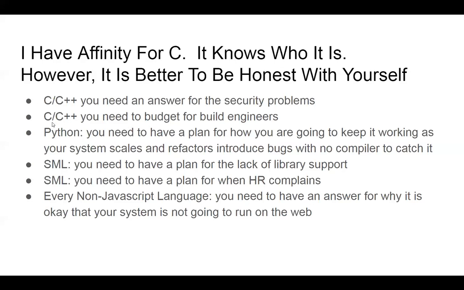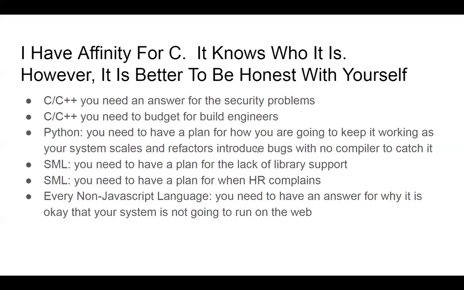But I just feel like it's better to know, don't think you can't do this. Similarly, if you're going to choose other languages, you need answers to questions too. Like Python: you need a plan if you're going to build something in Python for how you're going to keep it working as the system scales. And if anybody changes the name of a method and there's no compiler to help you find those paths that aren't being run, you need a plan for that.